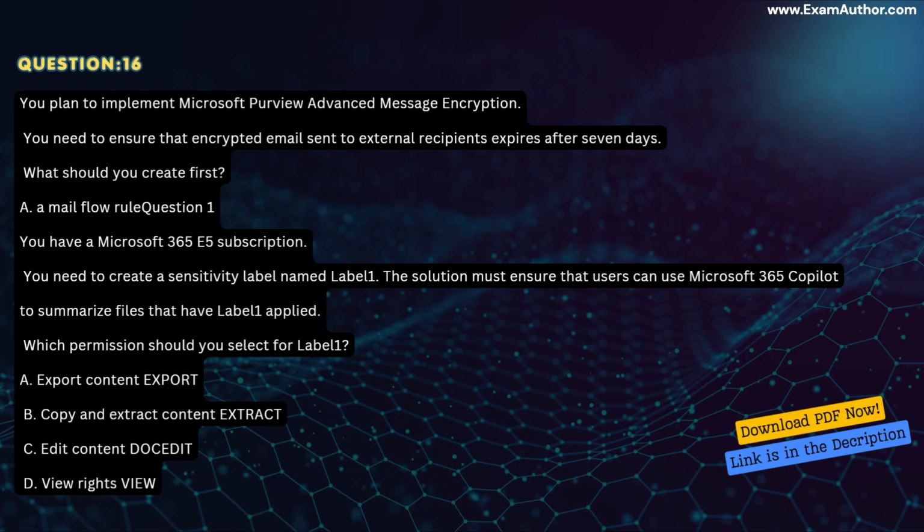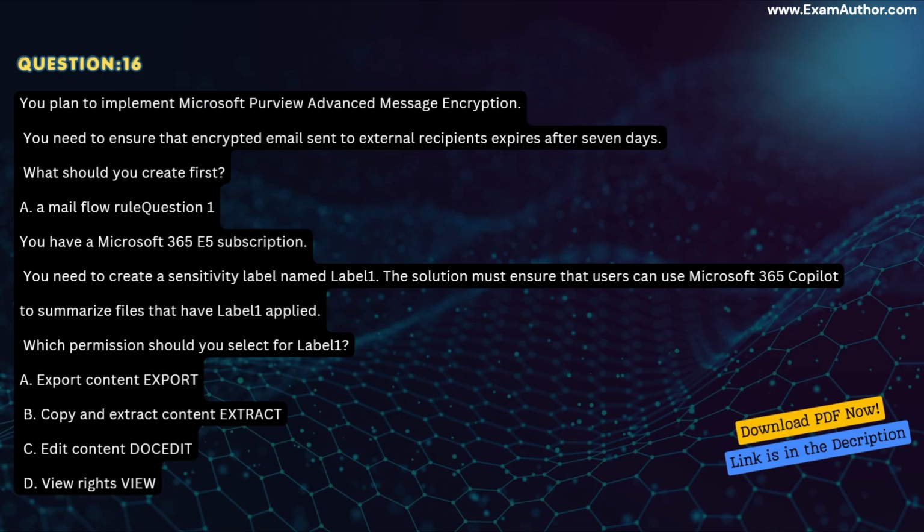Question 16. You plan to implement Microsoft Purview Advanced Message Encryption. You need to ensure that encrypted emails sent to external recipients expire after 7 days. What should you create first? A. A mail flow rule.